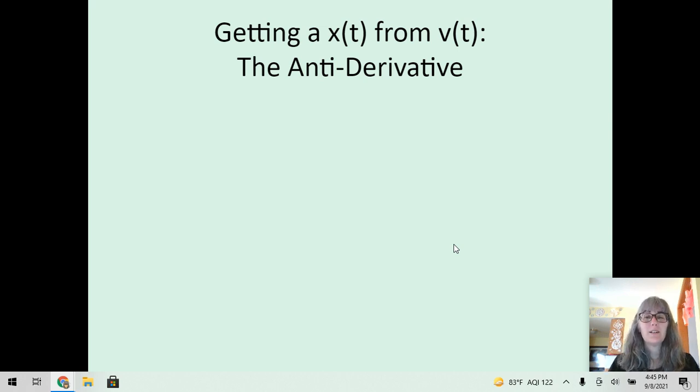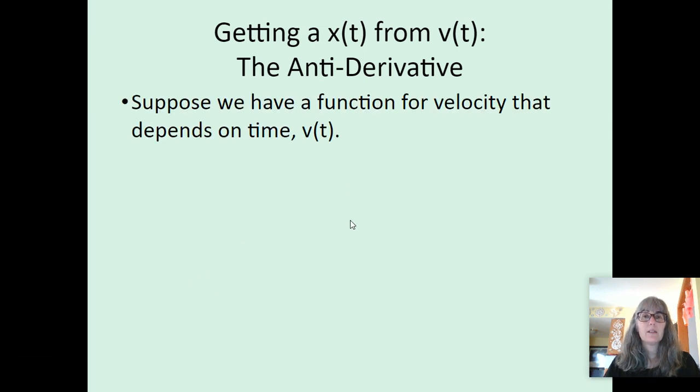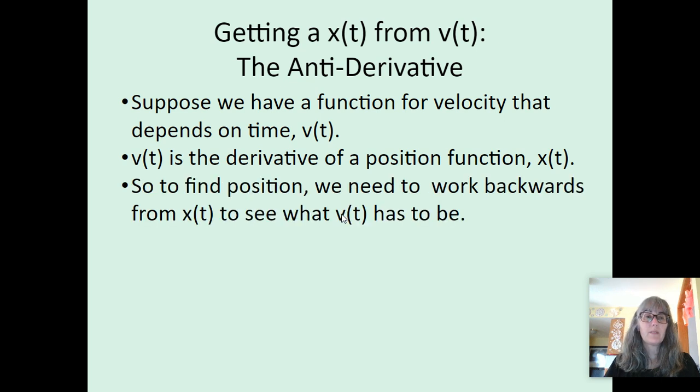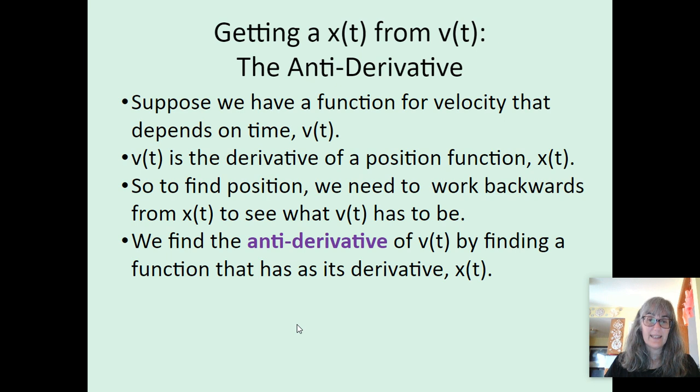So we're going to talk about the antiderivative, otherwise known as an integral. We're going to start by getting position from velocity. If we have a function for velocity that depends on time, we know that the velocity is the derivative of position. So to find position, we work backwards, and that's the antiderivative. So we're finding the function that has as its derivative v of t.